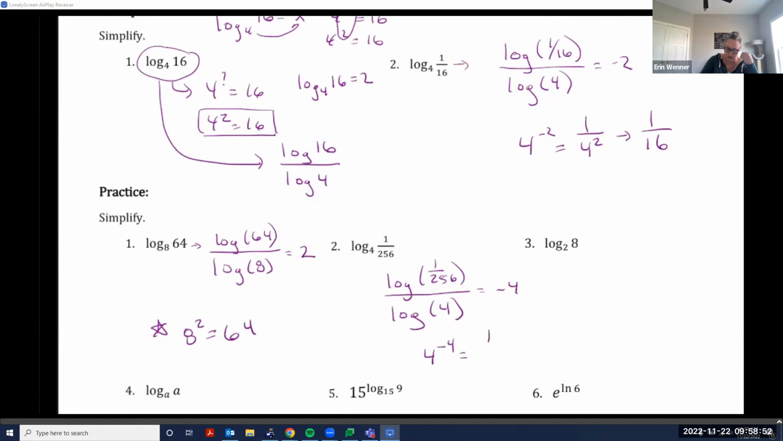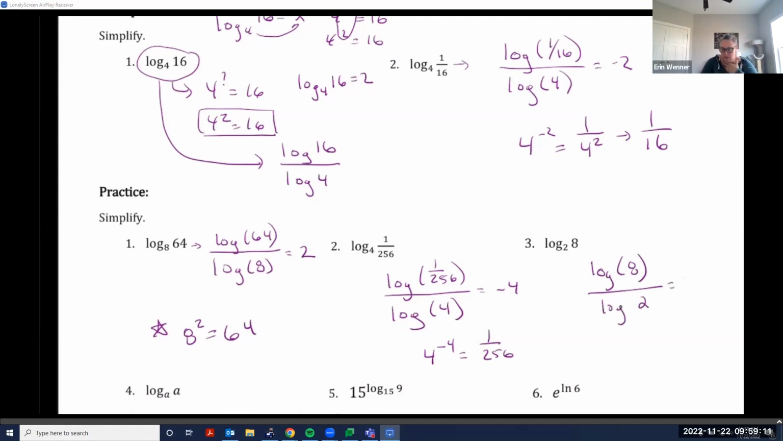We're going to enter log of 8 over log of 2. There we go. And log of 8 divided by log of 2 is 3.